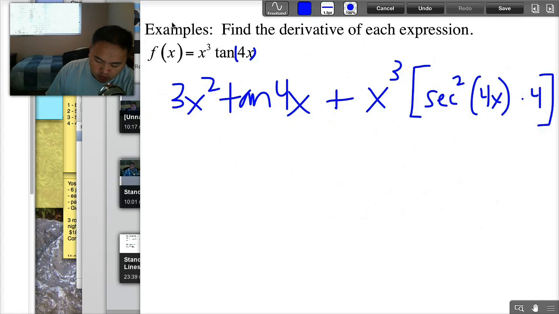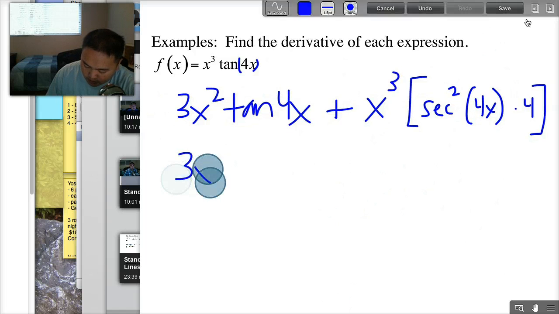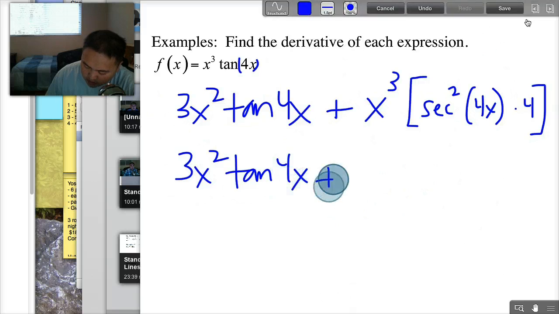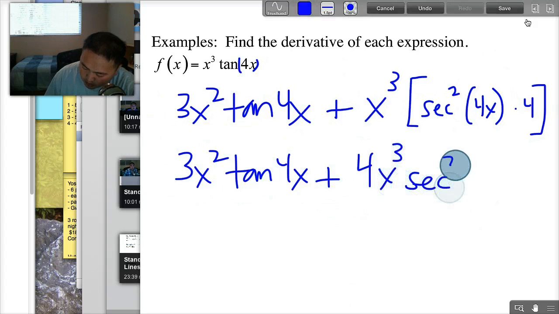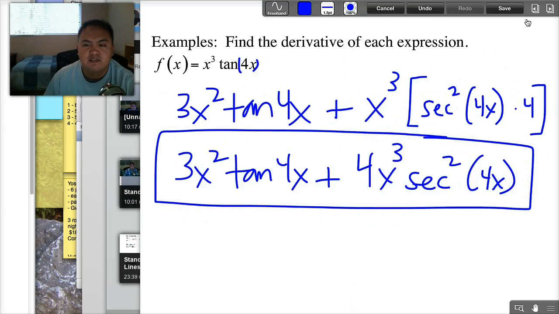So simplifying this whole thing, what I'm going to do is combine or make this right side a little bit nicer or cleaner. Left side's already simplified. 3x squared tangent 4x plus, I have a 4 out here, I have an x to the third, so I'll just combine those, 4x to the third, secant squared 4x. And that is the answer or derivative of that function.